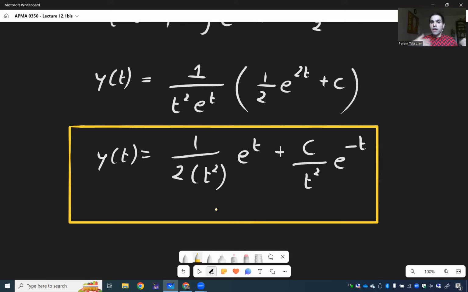So once again, that was integrating factors. If you can put this in the form y prime plus p of t y equals f of t.